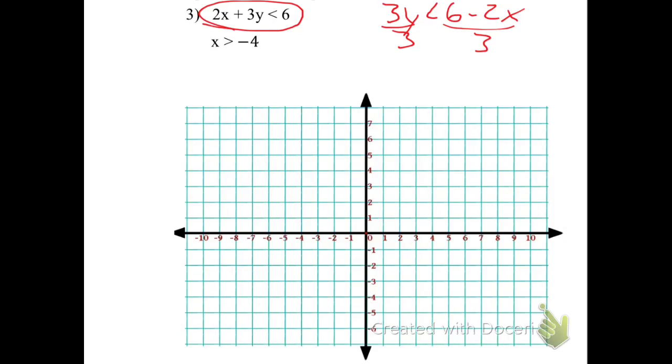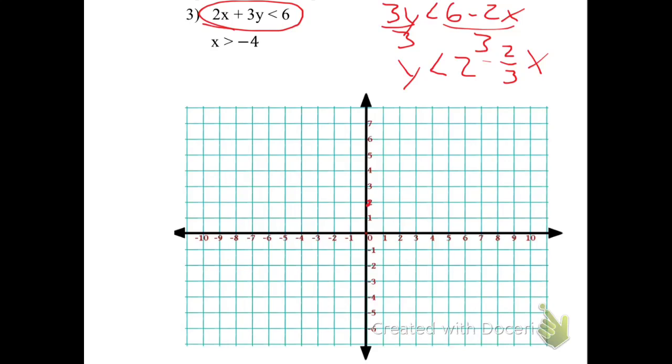Every item gets divided by the 3. You get y is less than 6 divided by 3 is 2, and 2 divided by 3 is 2/3 x. So you're looking at y is less than 2 minus 2/3 x.